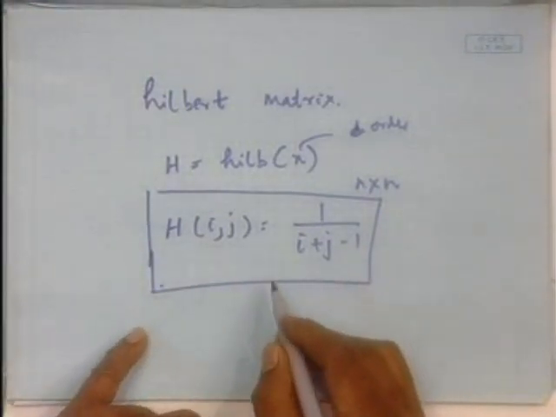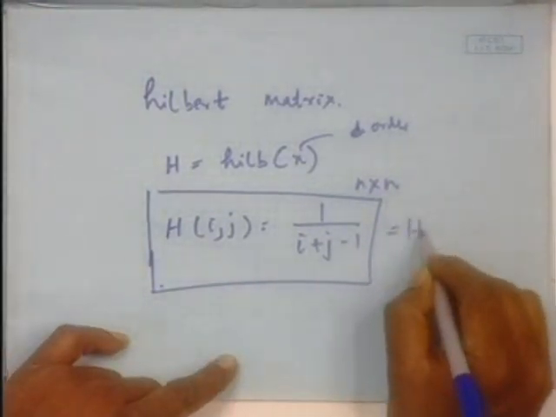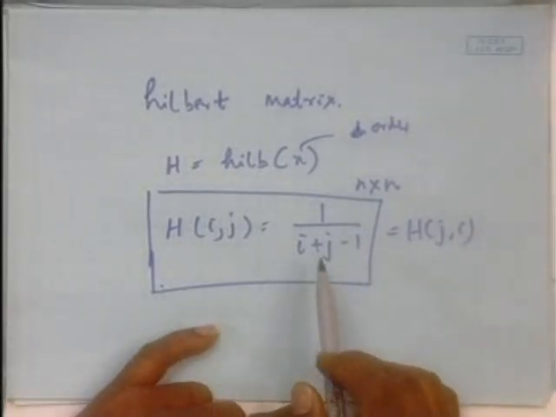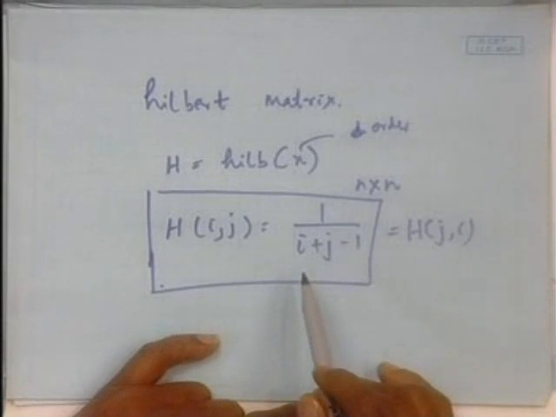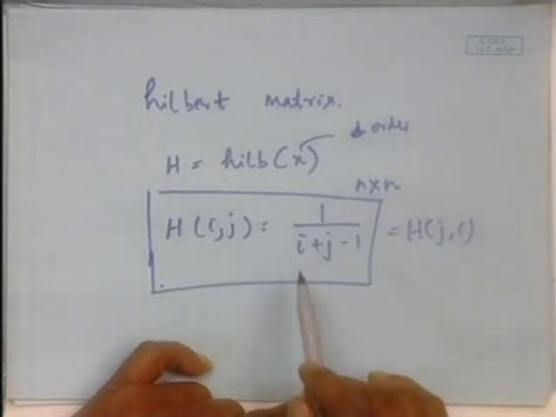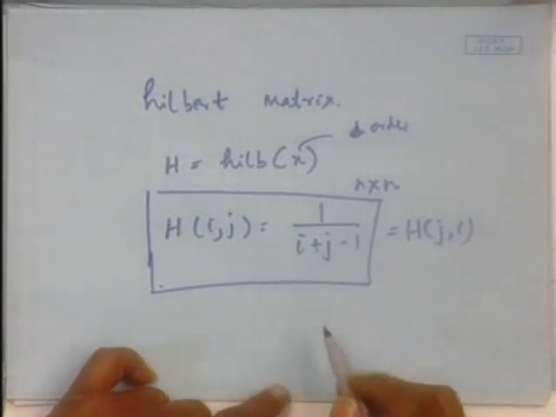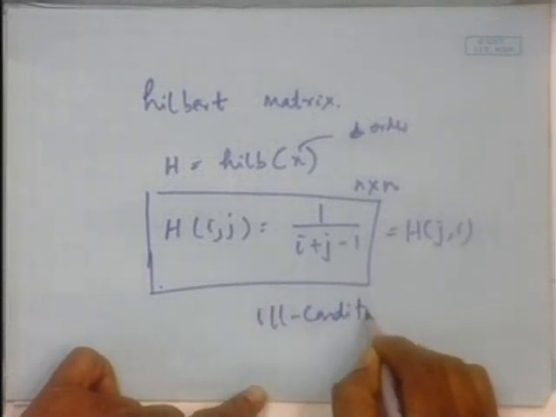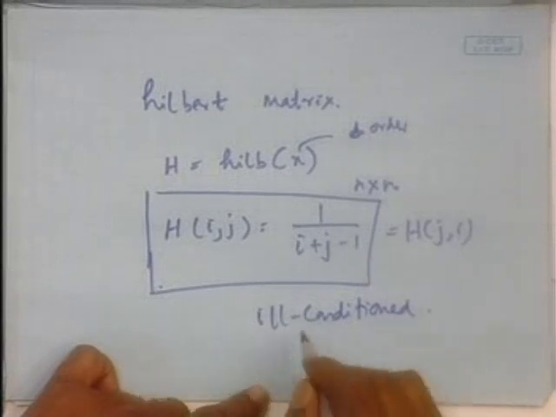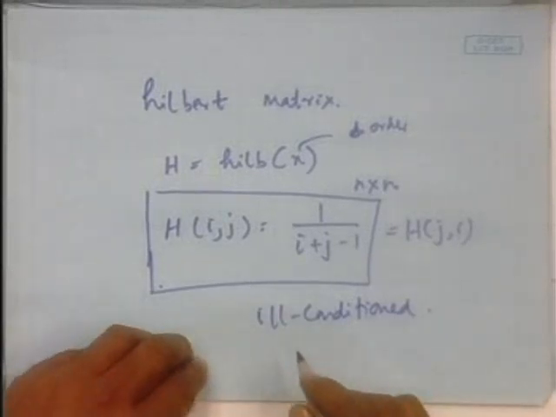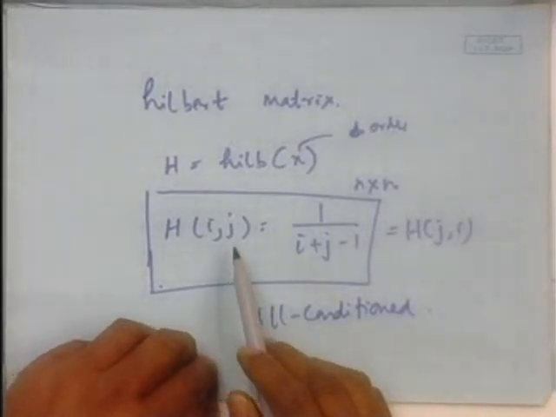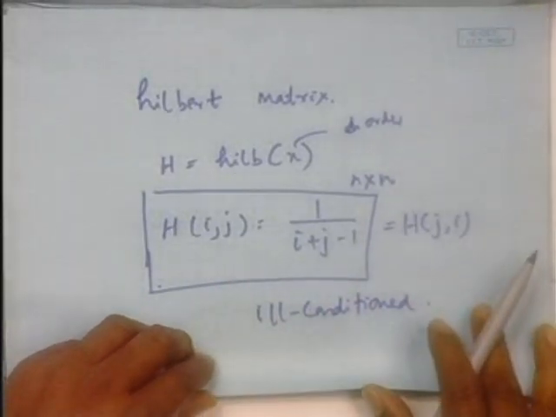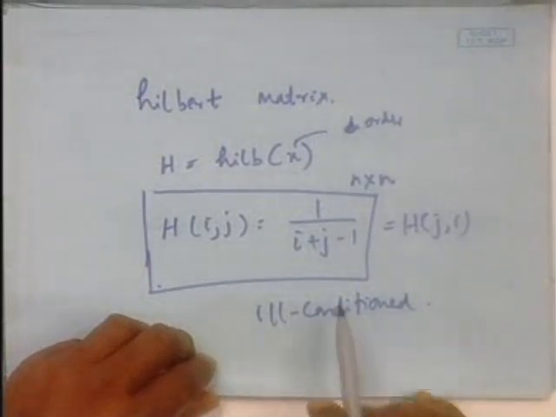This will be a symmetric matrix because h_ij will be equal to h_ji, is it not? So, this is a symmetric matrix. What is the characteristic of this matrix? The characteristic is that it is a very ill-conditioned matrix. What is ill-conditioned? That means the largest eigenvalue of this matrix and the smallest eigenvalue differ by a very large factor. So, that makes the matrix ill-conditioned.